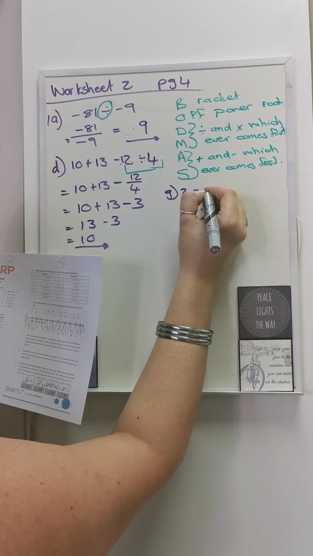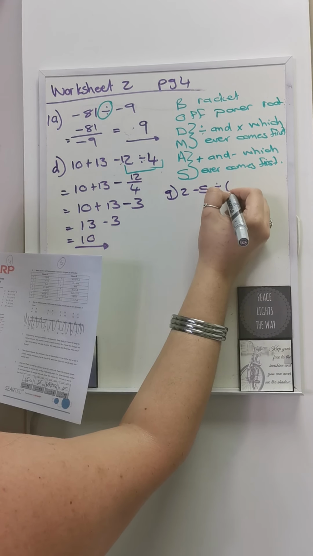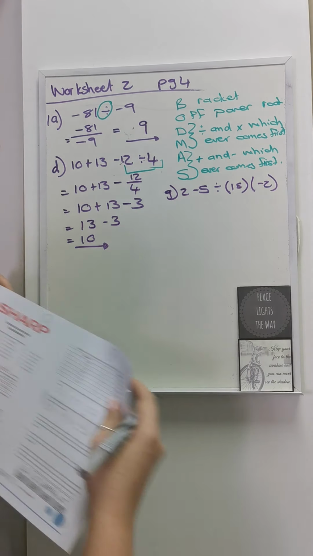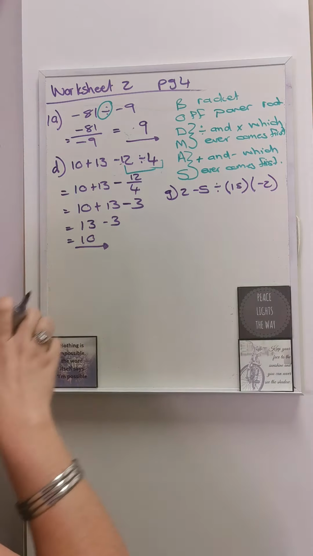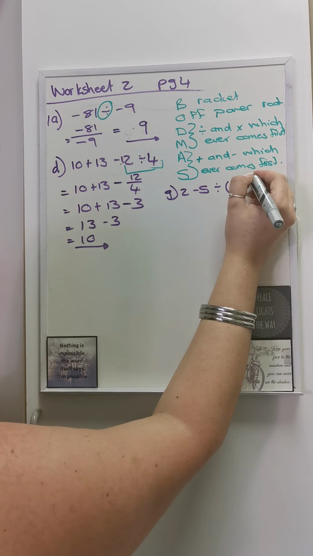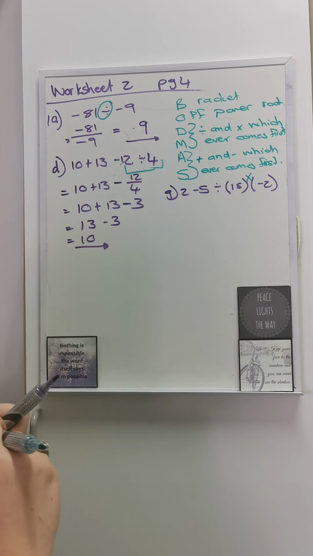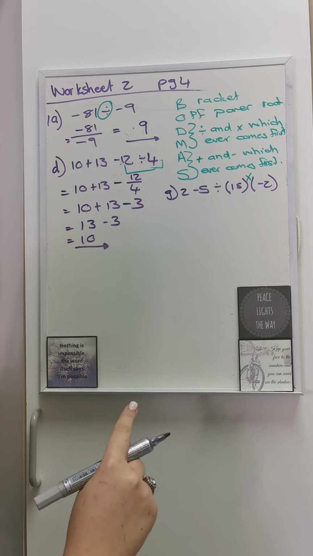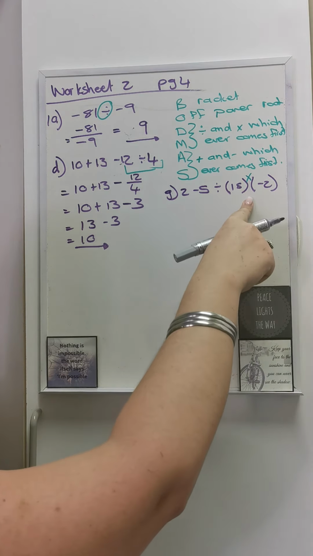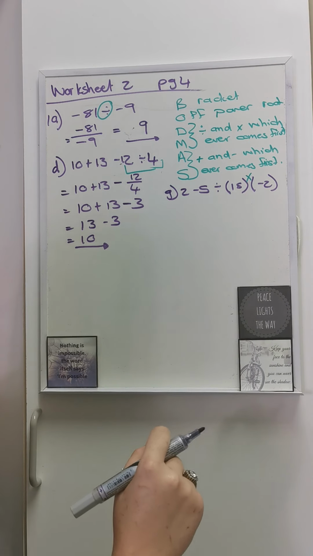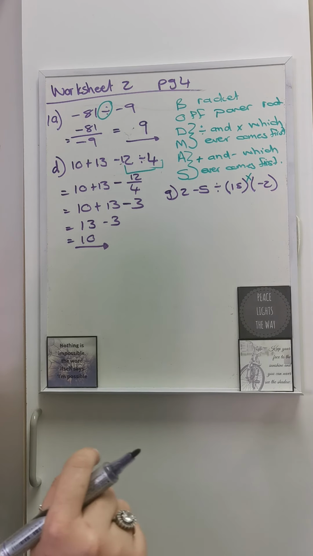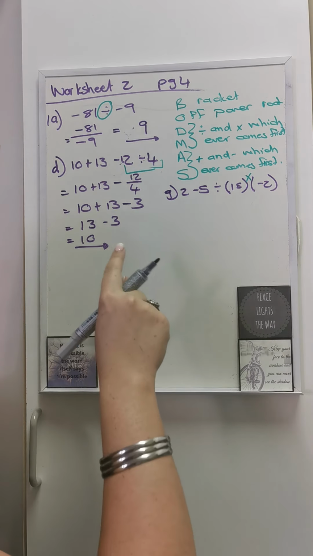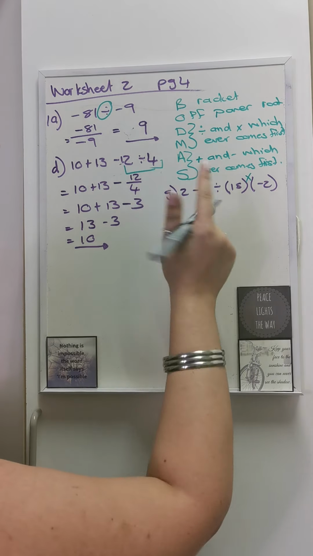It will be 2 minus 5 divided by bracket 15, bracket negative 2. What does it mean if there's two brackets next to each other? It means times. Now, they are telling us that we have to follow BODMAS. So brackets, this doesn't count as a bracket because there's no sum inside the bracket. There's no power. There is division and multiplication, whichever comes first.